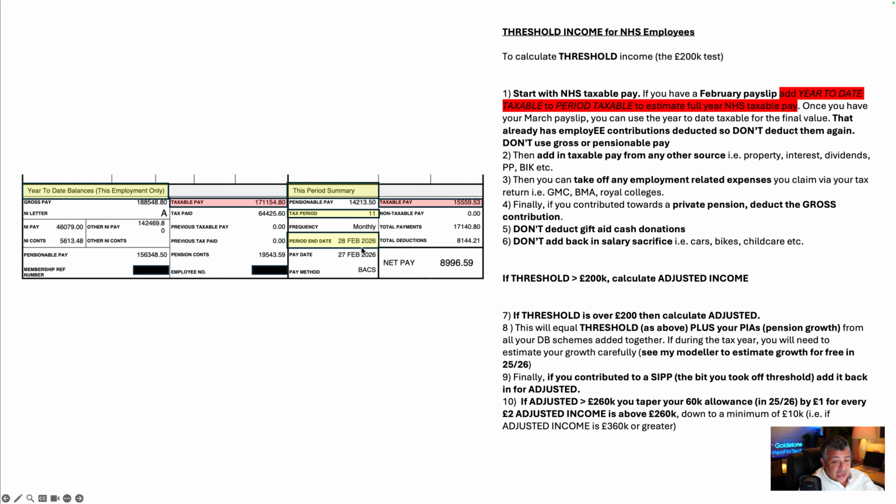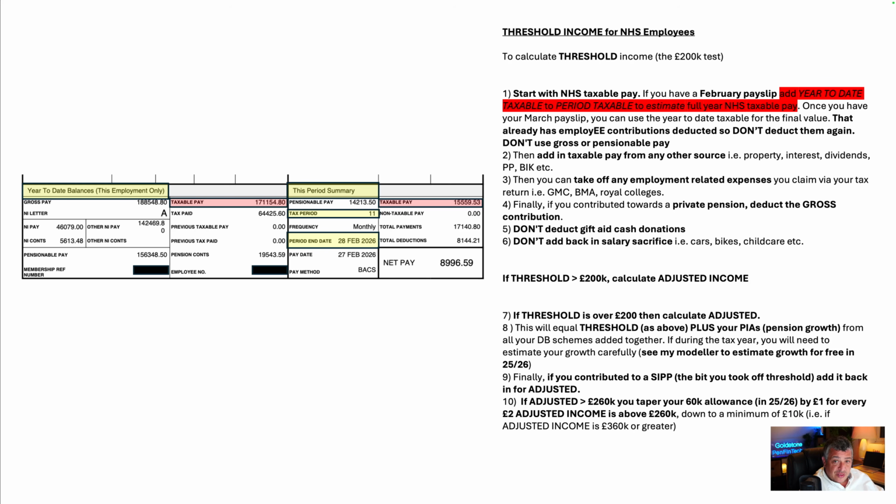So as I said, the year-to-date taxable pay in those 11 months is this value in red, and this is the period taxable pay. So if we add those together, that is going to give us an estimate for the 12 months NHS taxable pay. Now, because this is taxable pay and the way that the NHS pension scheme works, there is no need to deduct the employee contributions because they've already been deducted. So you'll see here that the gross pay is higher than the taxable pay, and that's principally because the employee pension contributions have already been removed.